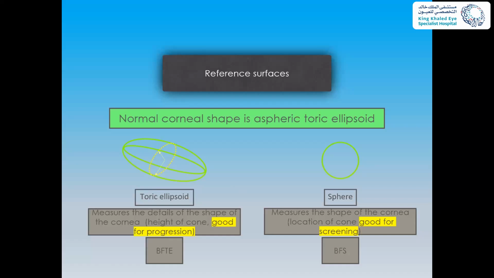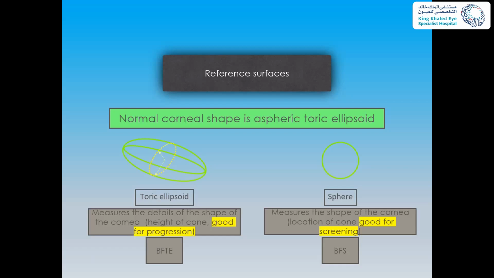it tells you exactly what the shape of the cornea is or where exactly the location is. So if you're doing refractive surgery or you want to screen patients for post-LASIK ectasia, best sphere fit is good for you. But if you are dealing with a keratoconus patient and you want to see what's happening, you want to put the rings and you want to see how much cone there is and how high the cone is, like how much posterior elevation there is, then you use toric ellipsoid. So toric ellipsoid is good because it tells the details of the shape of the cornea, that is the height of the cone. Okay, so the height of the cone is increasing.